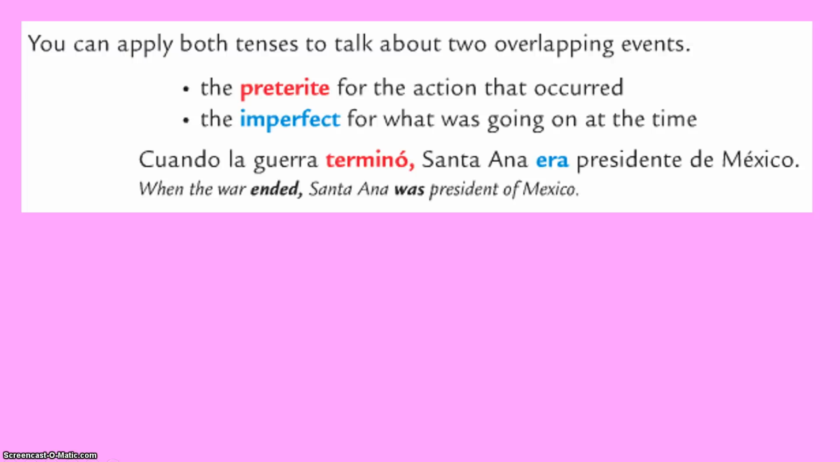Last year in Spanish 2, you learned that you were going to use the preterite and the imperfect together when you want to talk about two overlapping events. You're going to be using the preterite for the action that occurred, and you're going to be using the imperfect for what was going on at the time. For example, when the war ended, cuando la guerra terminó, that was my action that occurred, the war ending. Santa Anna era presidente de México. Santa Anna was.